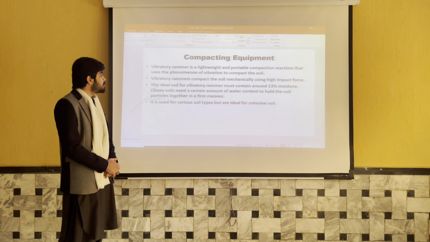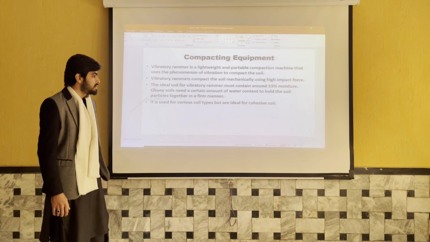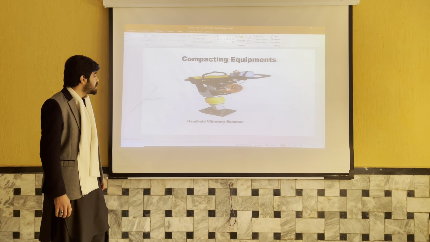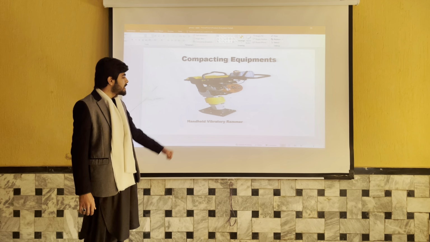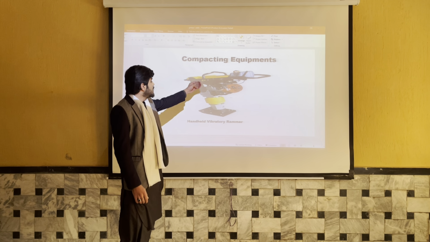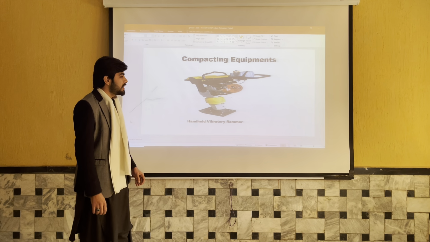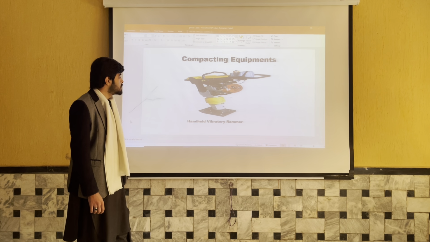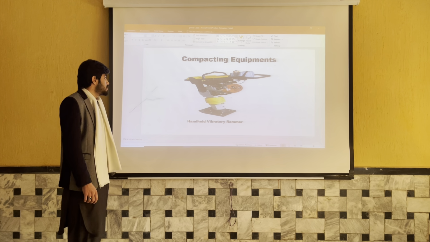Here we have the handheld vibratory rammer. We can see here the head and the handle. Next.